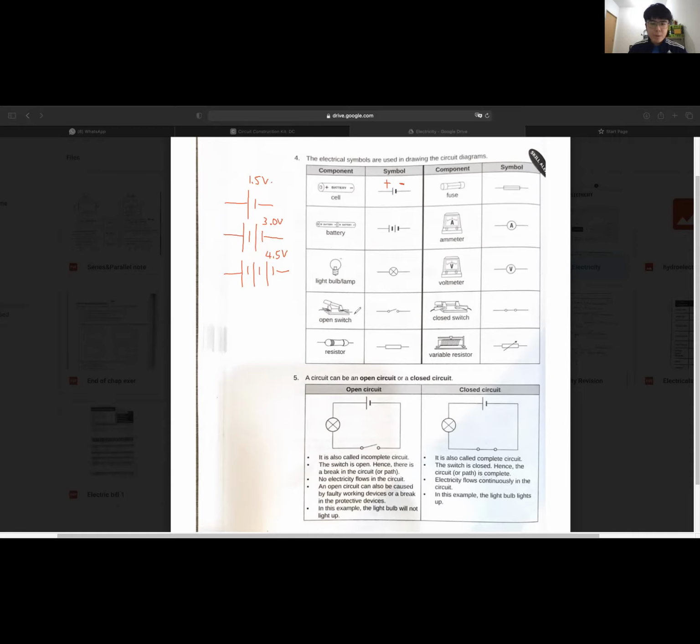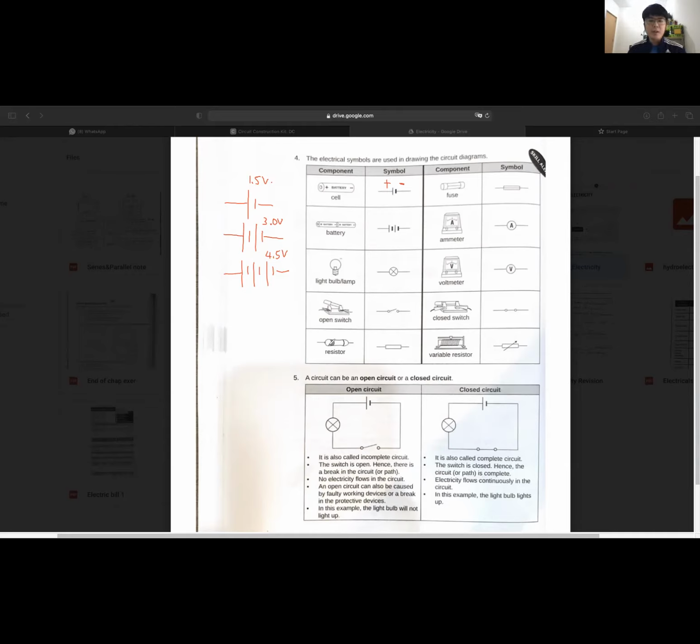Then we have the switch. Now the switch is to control the circuit, all right? So whether it is open circuit or closed circuit, later we'll go into the difference between open and closed circuit. So a switch is used to disconnect or connect a circuit.